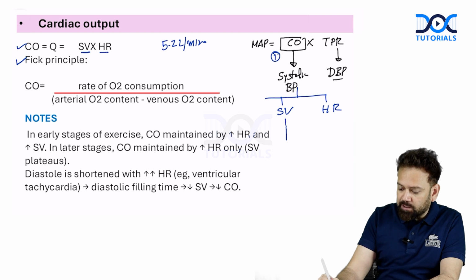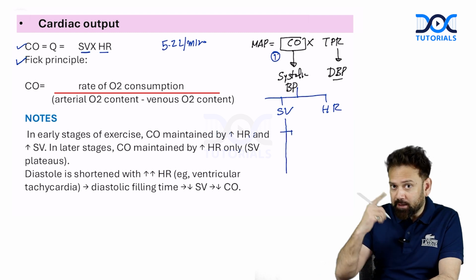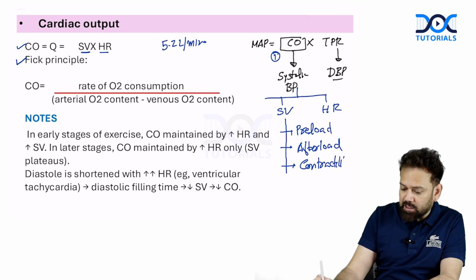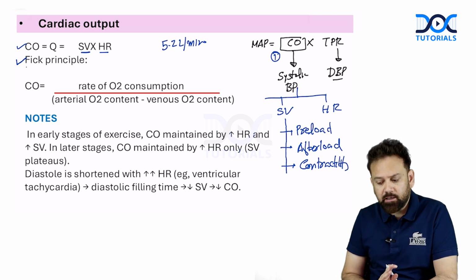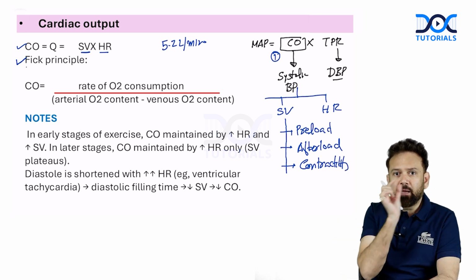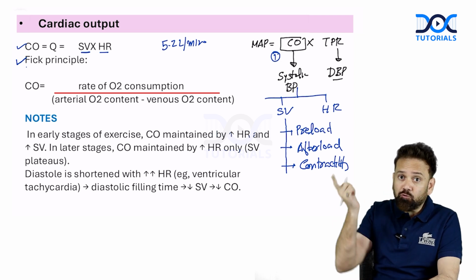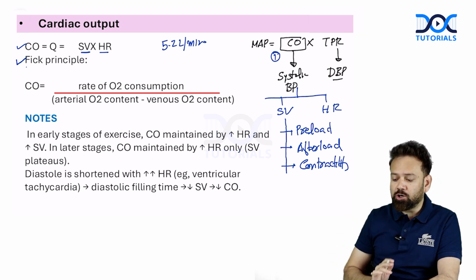Stroke volume depends on, and in a later chapter I will tell you, I'm just making a foundation of that, it depends on preload, afterload, and contractility. Three parameters, which I will discuss after this page. This is clear, the whole chapter is clear. BP is cardiac output into TPR. Cardiac output is stroke volume into heart rate. Stroke volume depends on preload, afterload, and contractility.